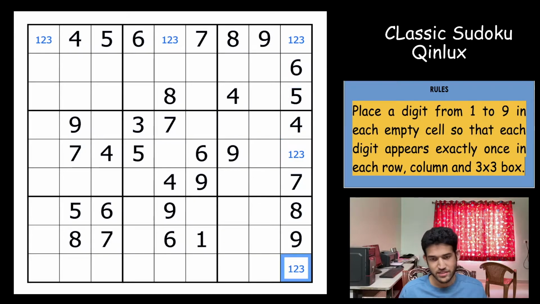So is this the beginning of something which we have known already? The pattern appears strange. Okay, let's look at this box. 4, 6, 9, 3, 5, 7. So I need 1, 2 and 8. This is 1 and 2 and this is 2 and 8.